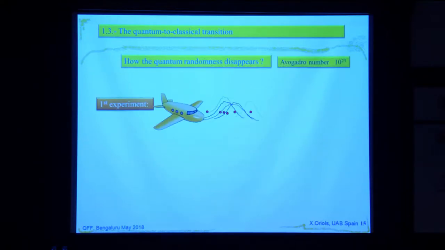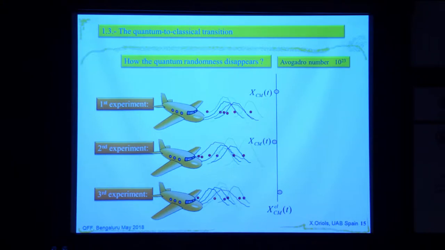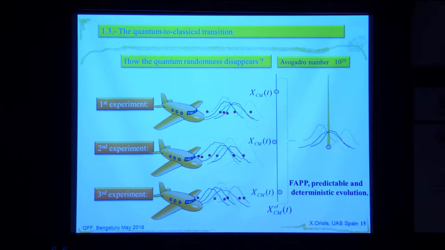Okay, so how does the quantum randomness disappear? I have this plane, and I take the plane another time, the same plane in the same situation, and I take it another time, and there is quantum randomness. Yes, there is quantum randomness, but there is so much quantum randomness that the center of mass is almost the same. So this is why my center of mass has no randomness, it has this classical behavior.